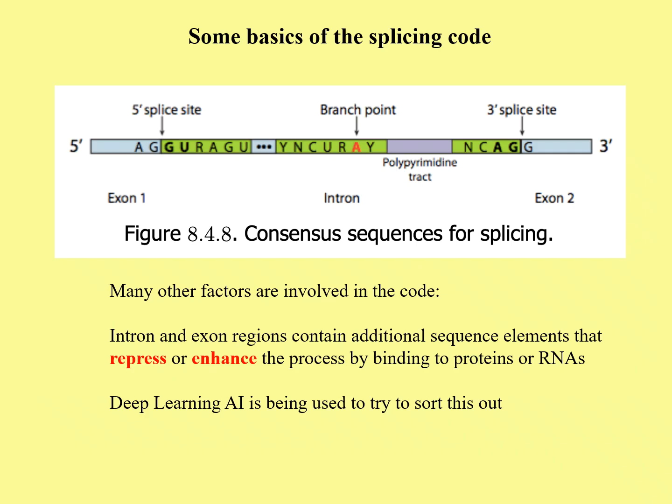I've mentioned several aspects of this higher order system already, but of course the splicing code itself is at the heart of that system. As was shown in the videos, introns and exons contain additional sequence elements beyond the consensus sequences that either repress or enhance the process by binding to proteins or RNAs. Deep learning AI and other approaches are currently being used to try to sort all this out.